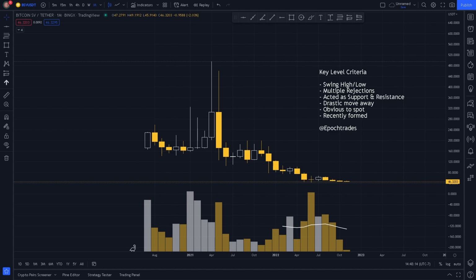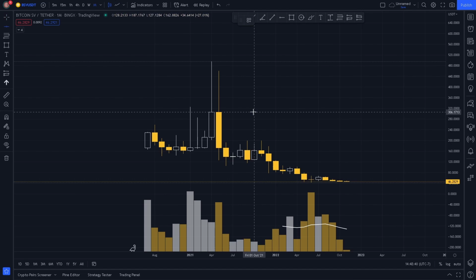Today we're going to be covering key levels on the monthly and weekly time frame for Bitcoin SV. Now, as always, our key level criteria: we look for swing highs and swing lows, multiple rejections, acted as support and resistance, drastic moves away, obvious to spot, and recently formed. So, let's go ahead and hop right in.